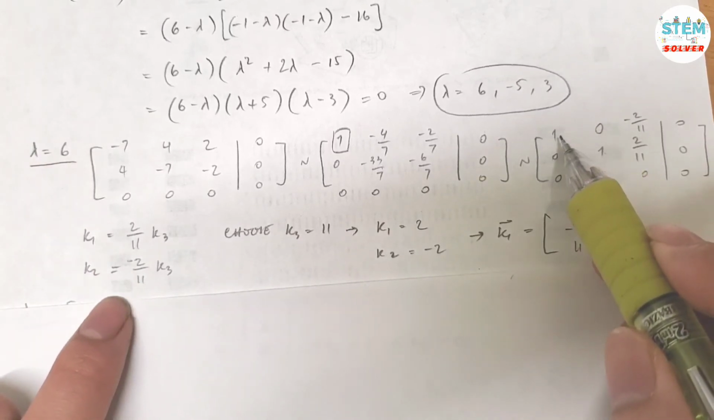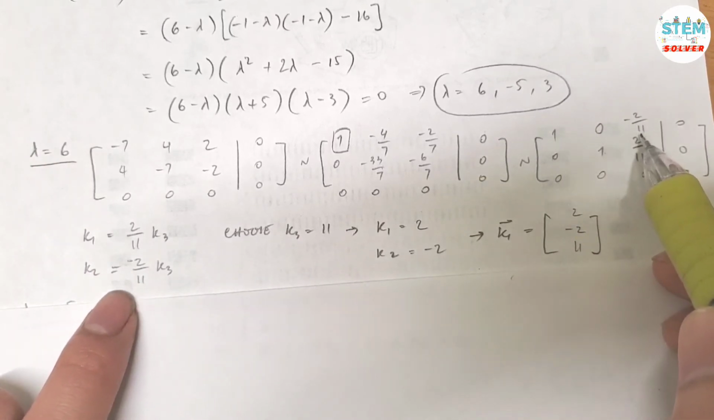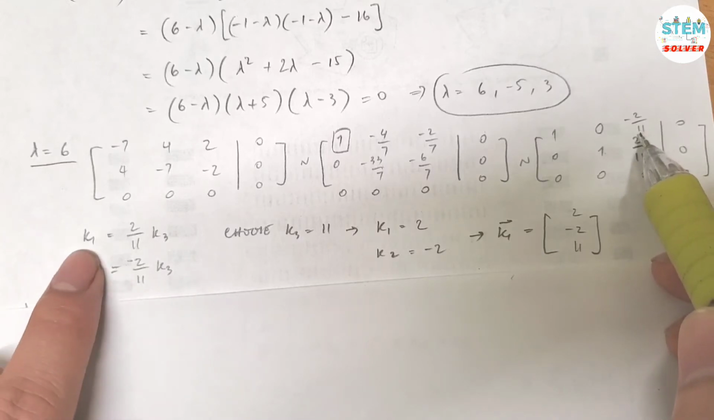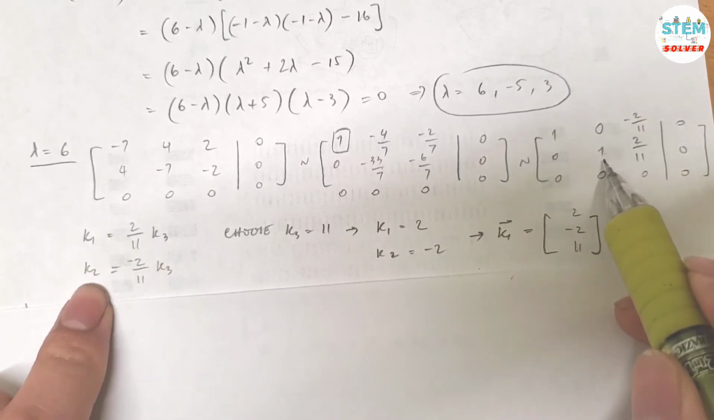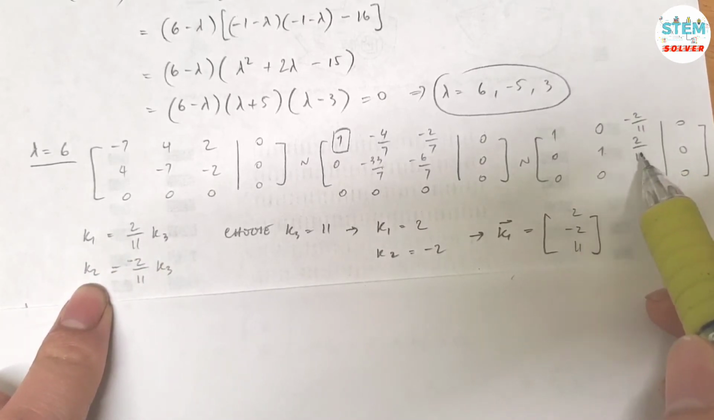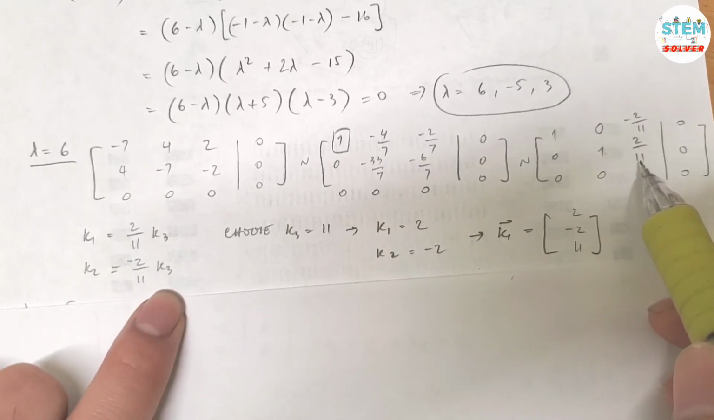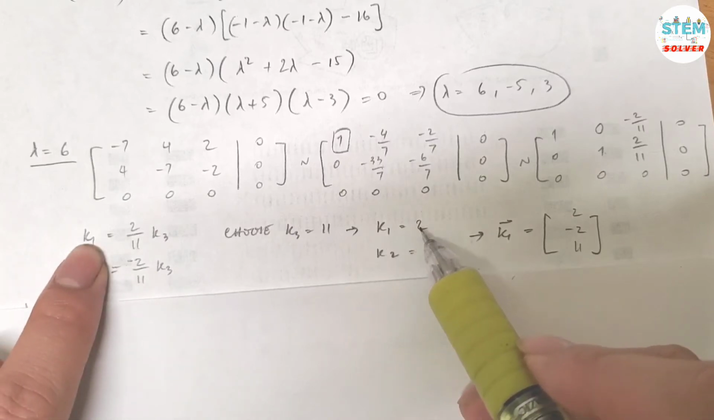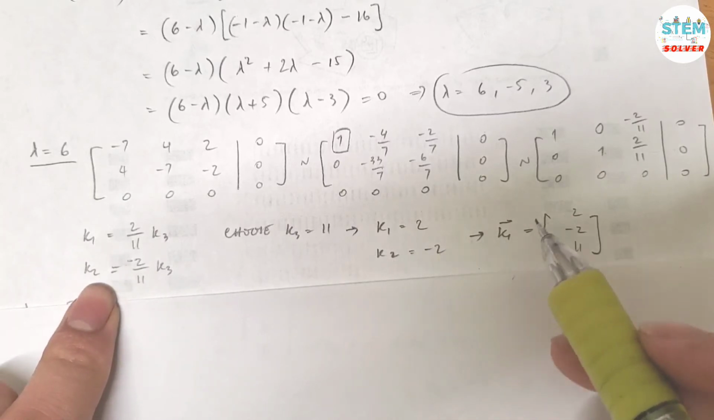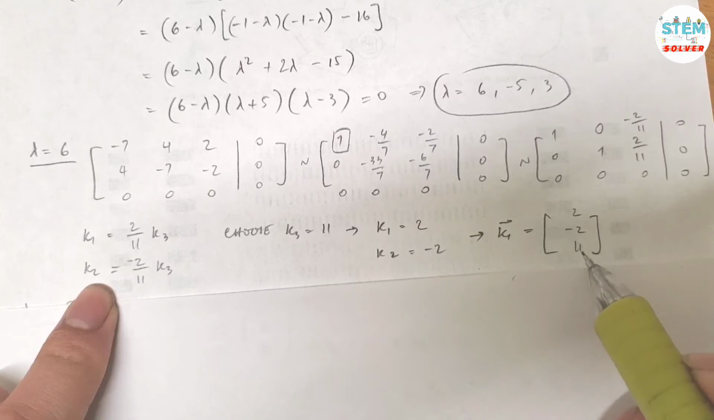Okay, as you can see, you have k1 minus 2/11 k3 equals 0. Then I found that k1 equals positive 2/11 k3. For this one, k2 equals -2/11 k3. So if I choose k3 equals 11, then I get k1 equals 2, k2 equals -2. Then my vector k1 is 2, -2, 11.